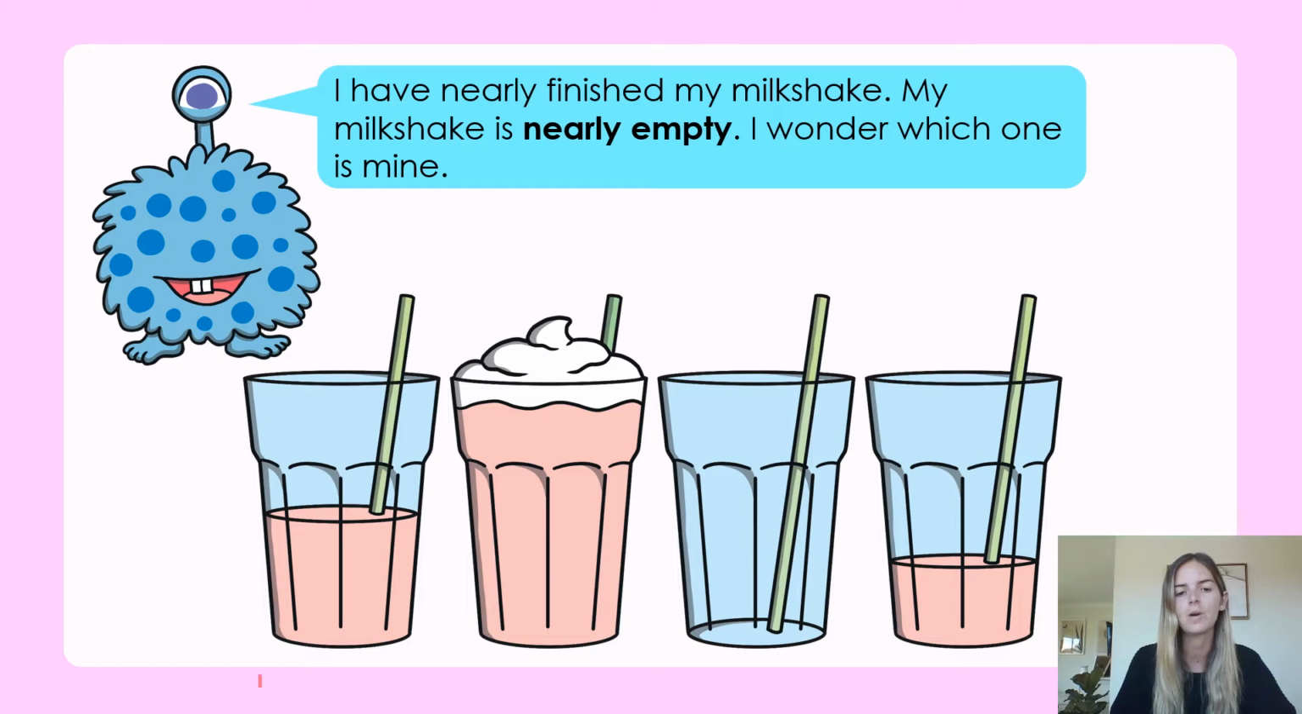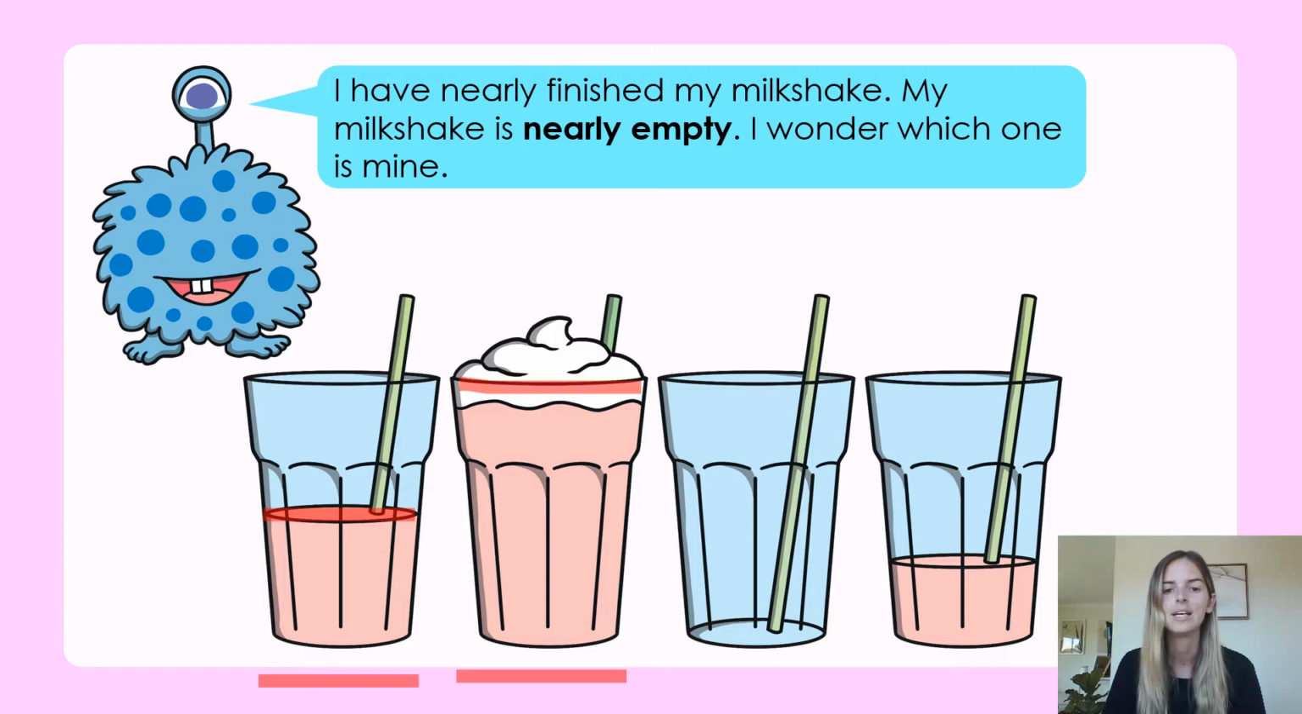We can see that the first one here is half full because look here, there's only half there. This one is full. It goes all the way up to the top. I think that's the one that I would like. This one is empty, which means there's nothing. I don't want that one. And then this one here is nearly empty.